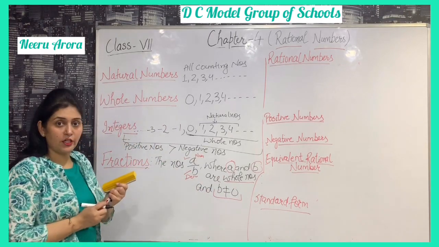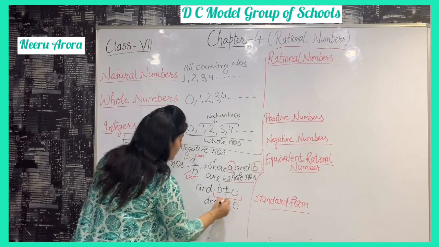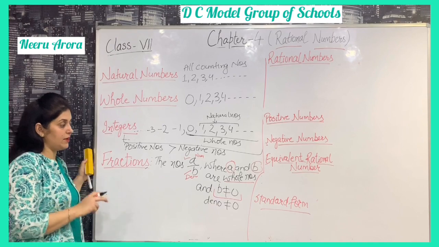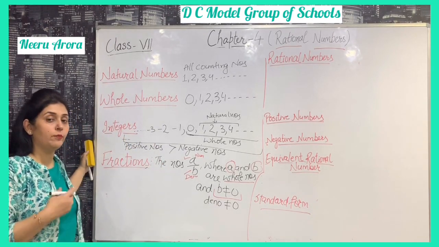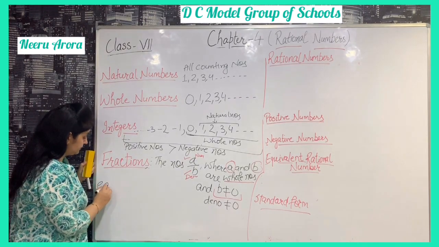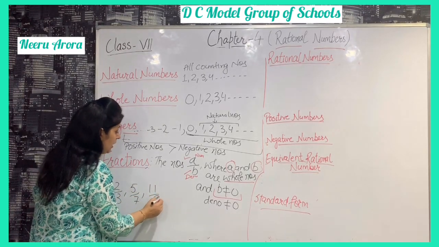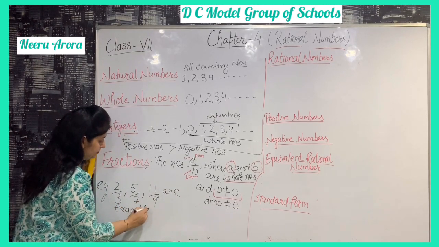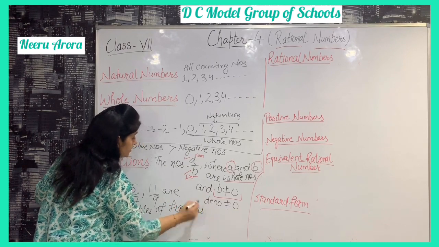What do you mean by B not equal to 0? The denominator is always not equal to 0. So the definition is: the numbers in the form of A by B, where A and B are whole numbers and B not equal to 0, are known as fractions. For example, 2 by 3, 5 by 7, 11 by 9 are all examples of fractions.